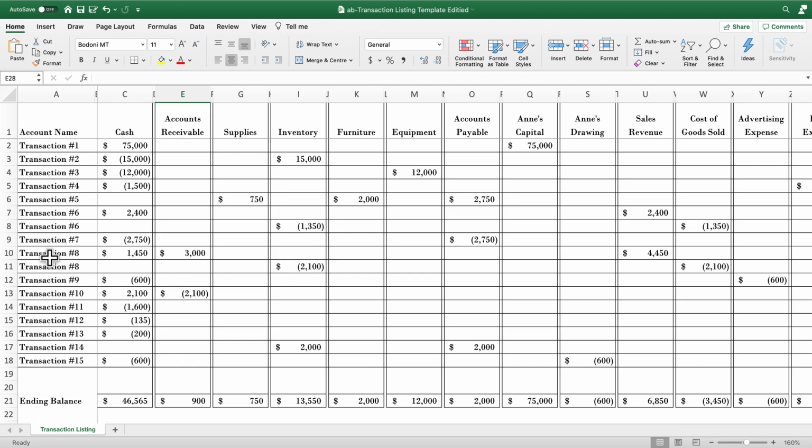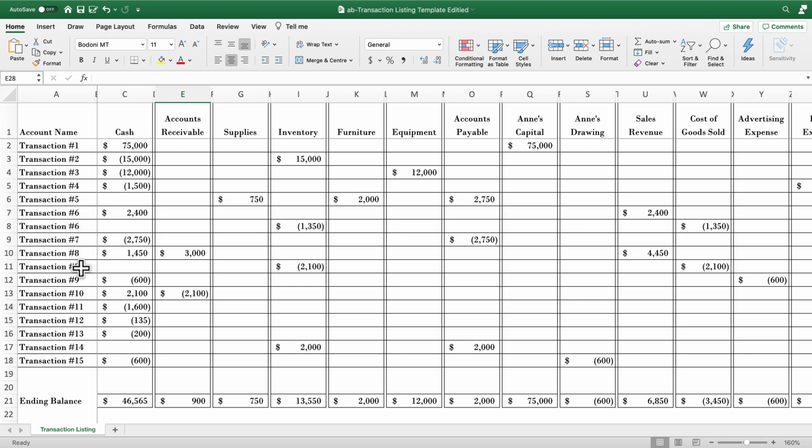Alright, transaction number 7. The company pays $2,750 that was owed from the purchase of supplies and furniture. So our debit is paying off the accounts payable account, $2,750, and our credit is the cash going out of $2,750. Transaction number 8.